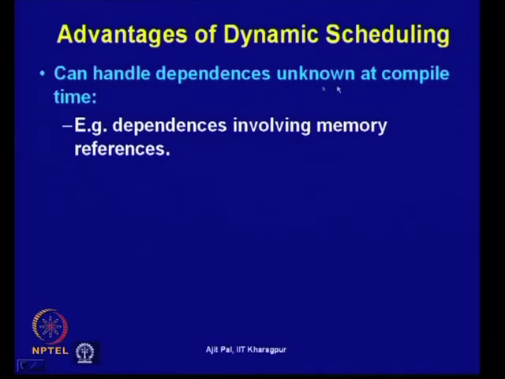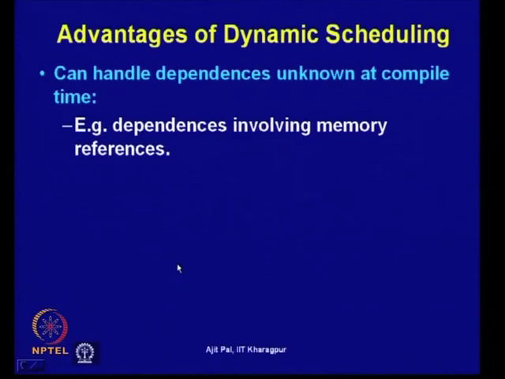The advantage of dynamic scheduling is that it can handle dependencies unknown at compile time. I have already mentioned dependencies involving memory references, which cannot be detected at compile time, but at run time you know that a particular value will be written into a register from a particular memory location. So, the effective address that is being generated can be the same, but the instruction may look different. As a consequence, this kind of dependency can be handled by dynamic scheduling.